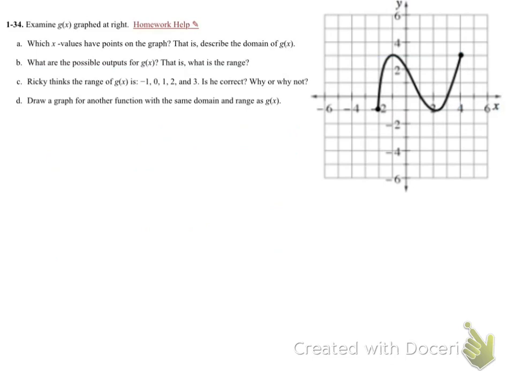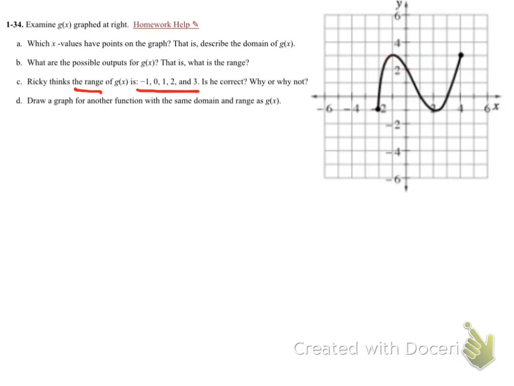Problem C now is talking about range again, but this time the person thinks it is just these integer values. Just -1, 0, 1, 2, and 3. And there are values there.